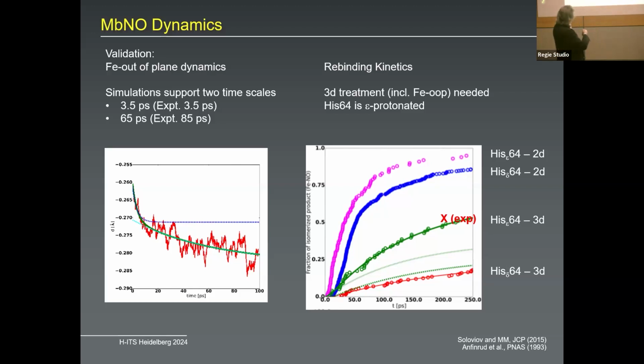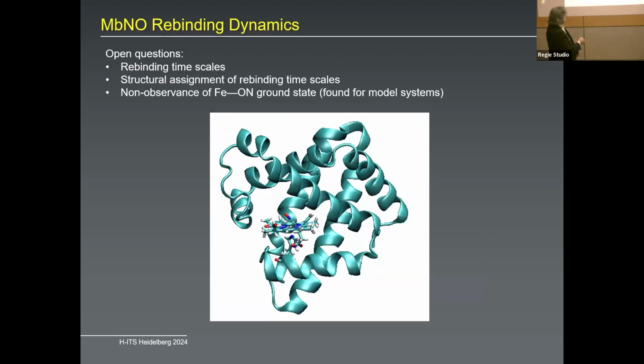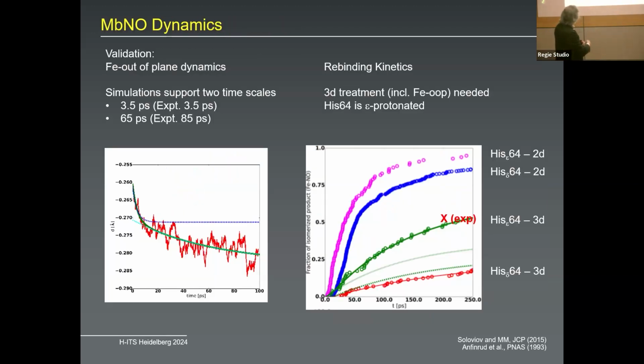On the left-hand side, you see an interesting comparison. So this red line is from simulations. It measures the amount of iron relaxation once the NO leaves. So once the NO is away from the protein here, the iron needs to relax because it's 5-fold coordinated and not 6-fold. Now, this relaxation process has been measured experimentally. So these are the time constants, 3.5 picoseconds, which is consistent with the simulations. And the longer time scale, so there are 2 time scales, is 65 from simulations and 85 from experiments.